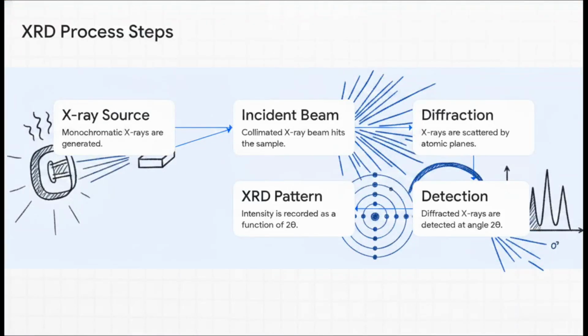So before we can even think about analyzing any data, we need to track the actual chronological journey of an X-ray. And this whole process breaks down into 5 distinct steps. It kicks off with generating the X-rays at the source. Next, that beam is directed as an incident beam straight onto our sample. Step 3 is really where the magic happens. That's the diffraction itself, where the X-rays actually scatter off the atomic planes. Step 4 is capturing those scattered rays with a detector. And finally, step 5 is translating all that detection data into a visible, readable XRD pattern.